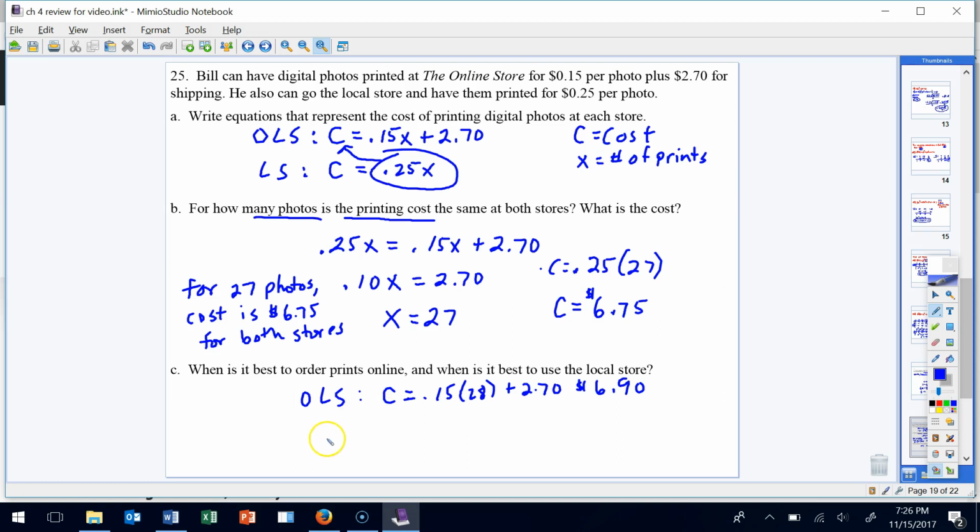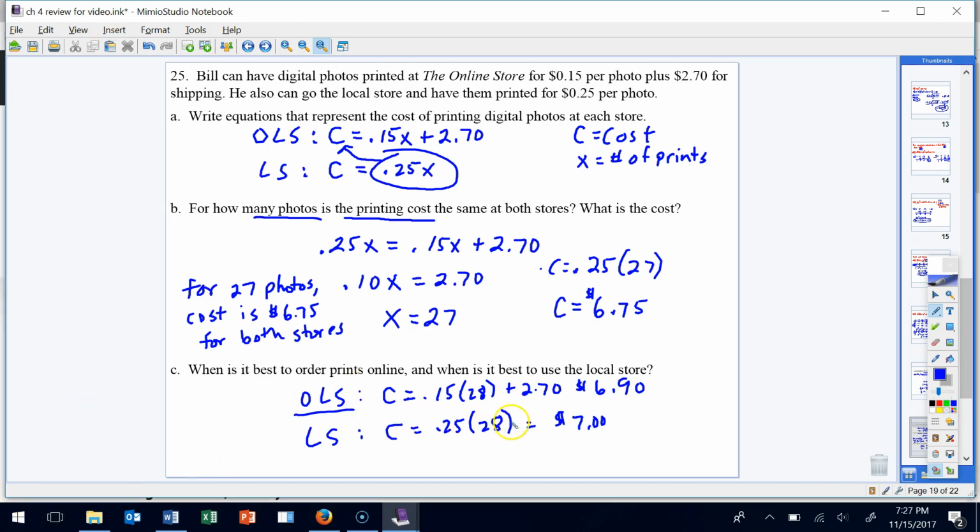For the online store. For the local store, for 28 prints, 25 cents times 28, we get $7. So I know it's not much, but if you're going to print more than 27, then this shows that you should go with the online store.